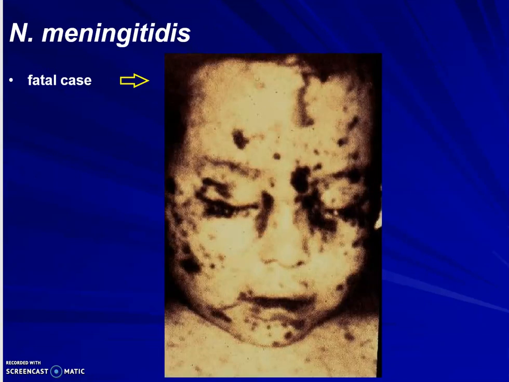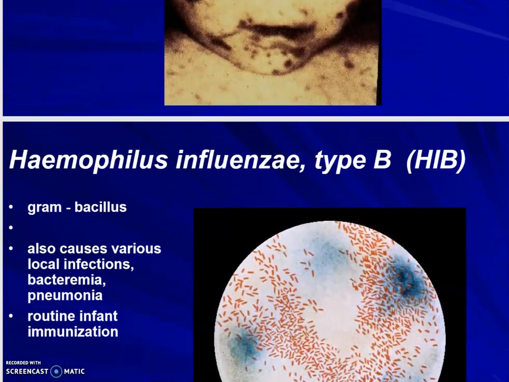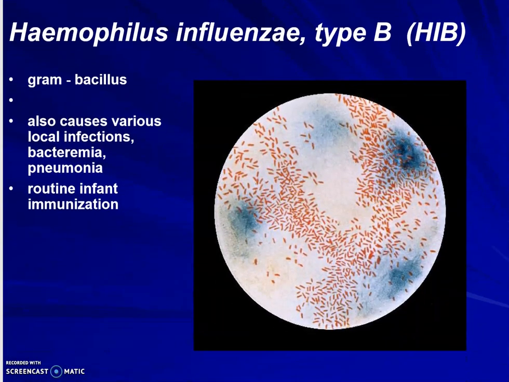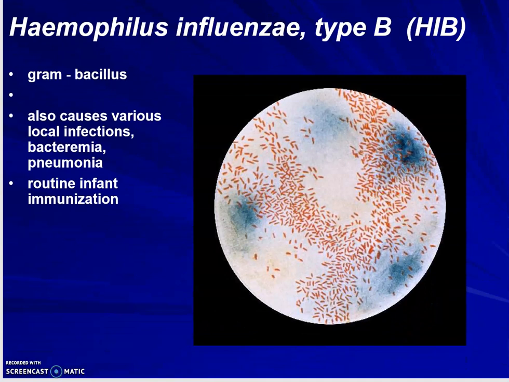Here is a sad picture of somebody with a fatal case of Neisseria meningitidis, and you can see the broken blood vessels, the petechial rash all over that face. It's very sad. Here's another bacterium that can cause meningitis, and that's Haemophilus influenzae. Do not confuse this one with the flu. It has nothing to do with the flu virus.